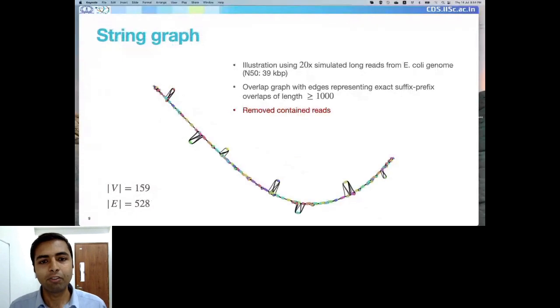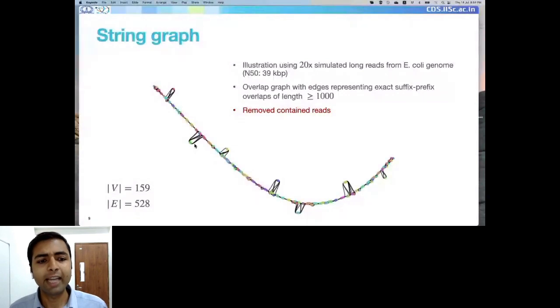Now, if we start constructing the string graph and we execute the step of removing contained reads, we see a remarkable cleaning of the graph. Now you see a clean thread in the graph, and the vertex count reduces to 159 only, and the edge count reduces to 528. So I hope you appreciate how important graph simplification is for long read assembly.